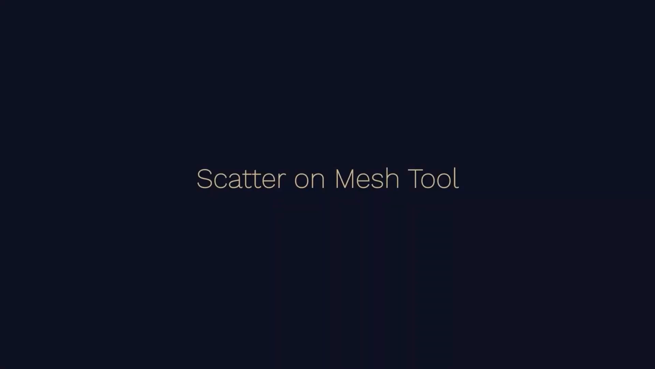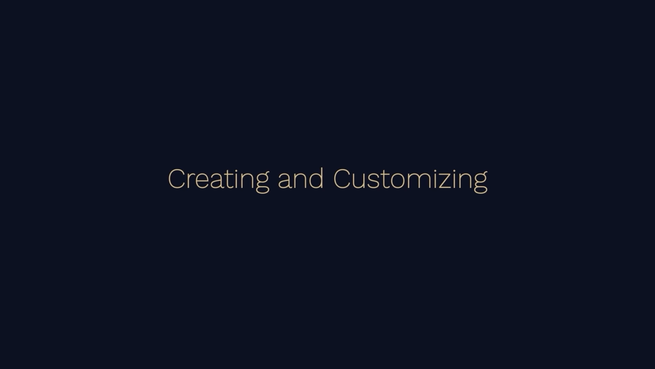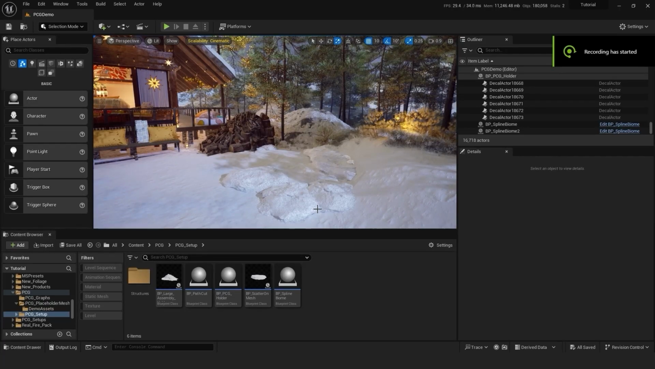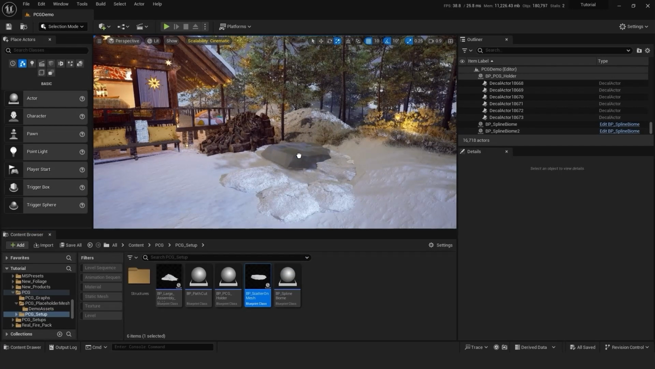So the next video in this series is the scatter on mesh tool. This allows the user to essentially scatter meshes onto a particular mesh. So in this video, we'll just be blocking a bit of the border of the scene up. So let's drag in our BP scatter on mesh.